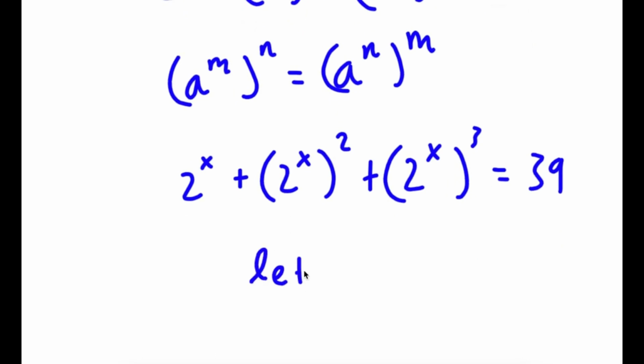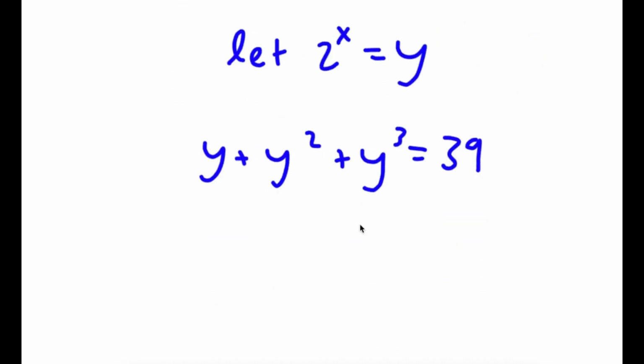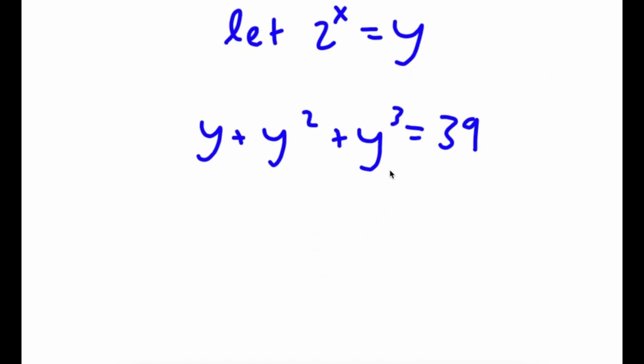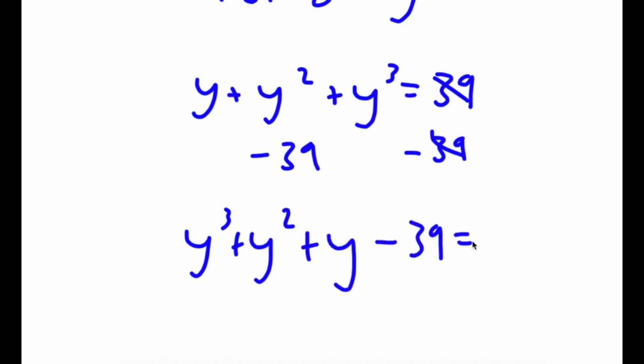Now, I'm going to let 2 to the power of x equal to the variable y. So now I have y plus y squared plus y to the power of 3 is equal to 39. Now I'm going to subtract 39 on both sides. So now I have y to the power of 3 plus y to the power of 2 plus y minus 39 is equal to 0.